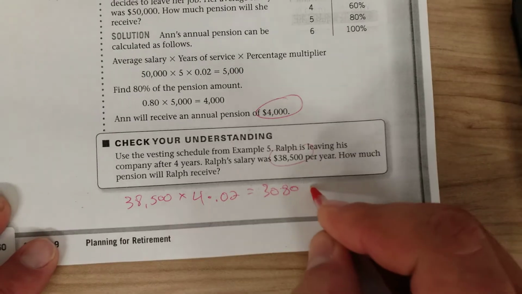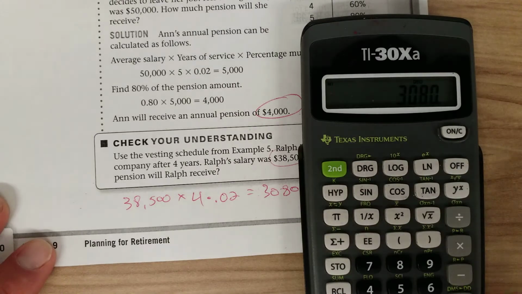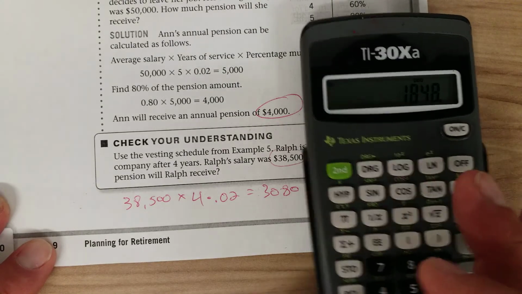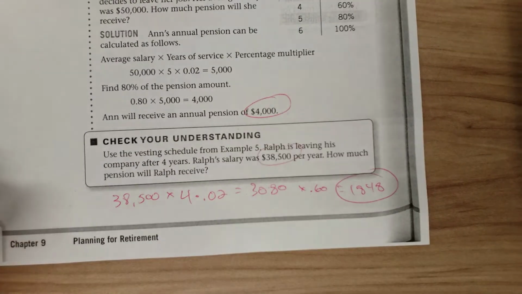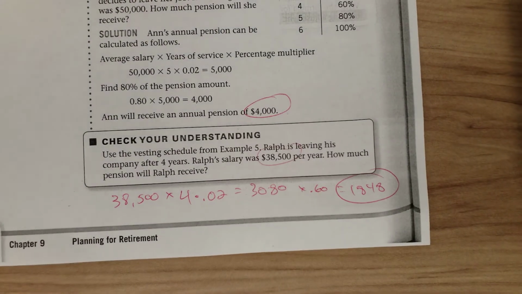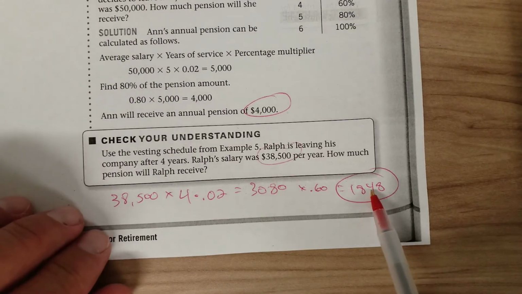So then I'm going to take that and multiply it times 0.60, which will give you $1,848. So that's his annual pension. Not much. It's about $150 a month. So that's going to be the annual pension.